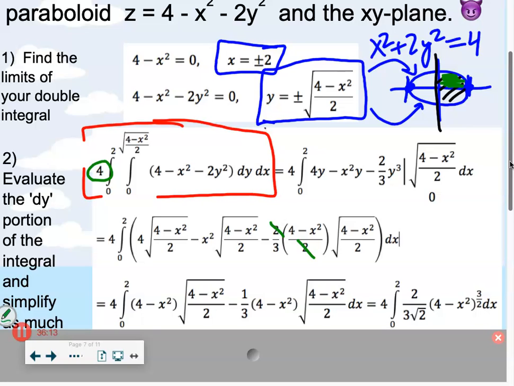oh, that's kind of nice. So you have a 4 minus x squared to the 3 halves in both terms. So you pull a 4 minus x squared to the 3 halves out of both terms. And what are you left with? You're left with 1 over root 2 minus 1 over 3 root 2, which is 2 over 3 root 2. There you go. The 4 just stays out front. Took a little fun simplifying.